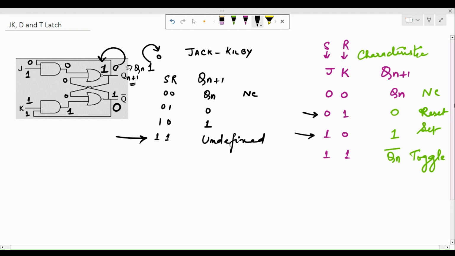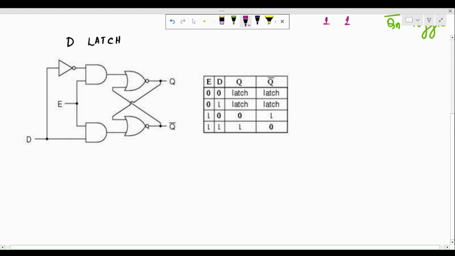Now let's go on to the D latch. This is the configuration of the D latch, where the D stands for delay. This means that if my input becomes 1 right now, it will get reflected at the output after a little amount of delay. That is the concept of the D latch here.